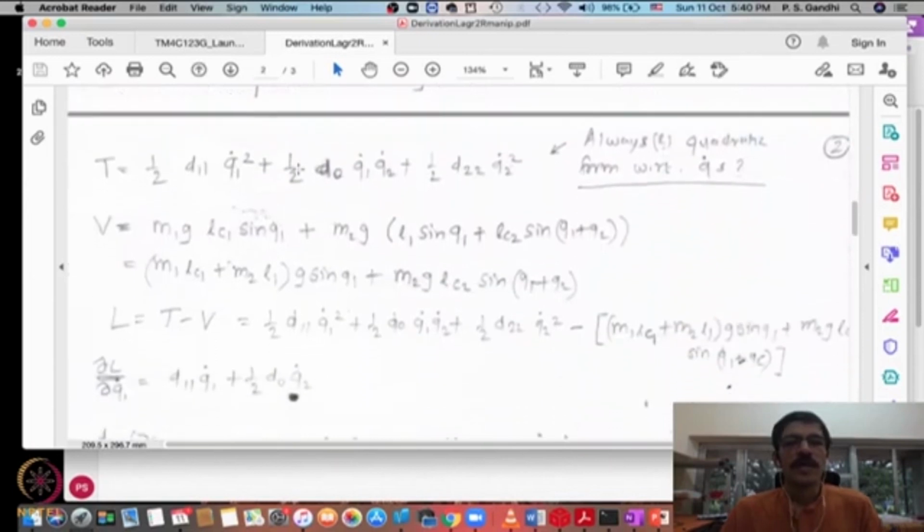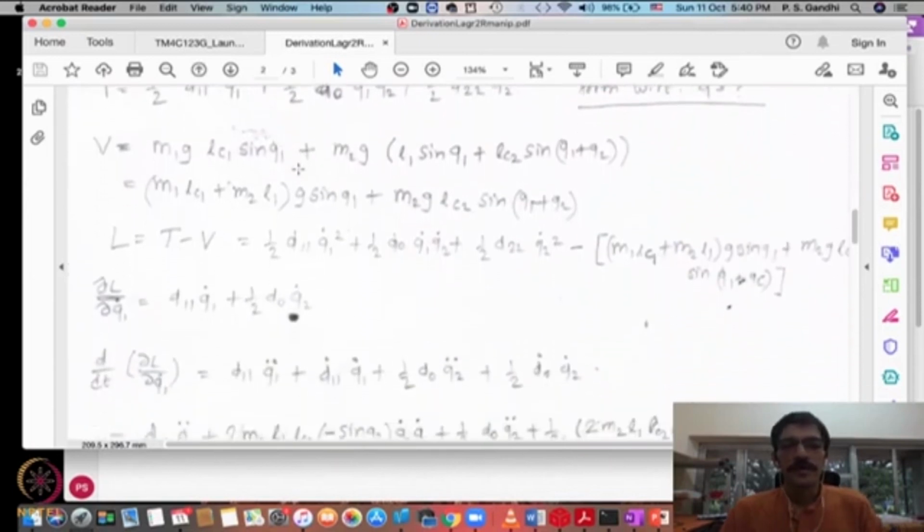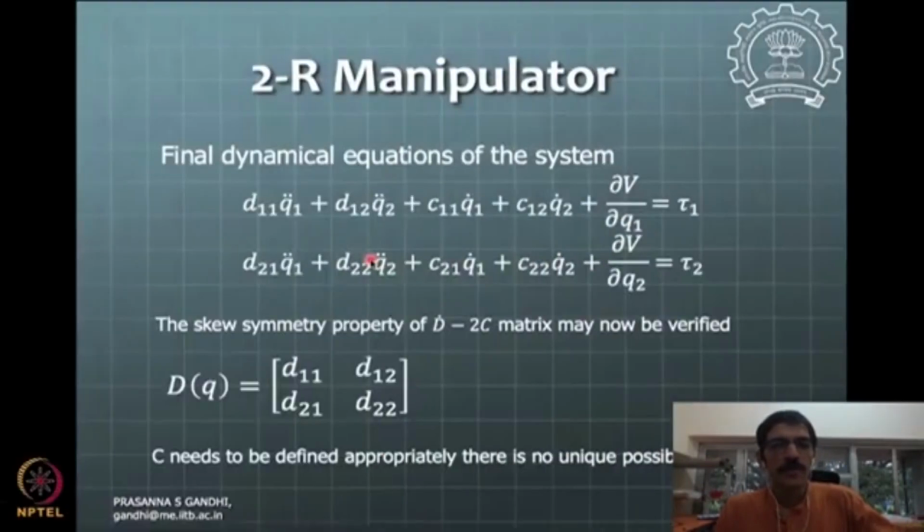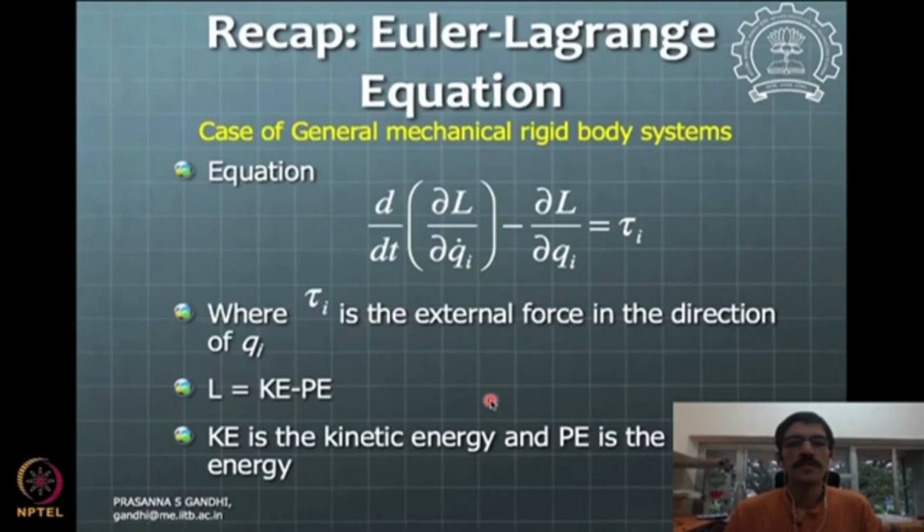Maybe we will stop here for now, and we will continue the discussion of this generalized form of the rigid body equation in the next part of this lecture. So go ahead and make sure that you understand this application to the 2R manipulator, so that this generalization can be understood in a relatively easy way. That's what I would suggest you do, and we will stop for now here.